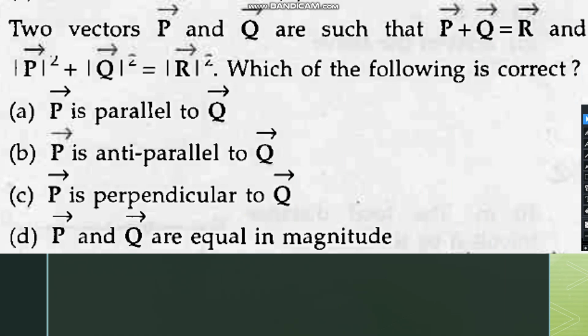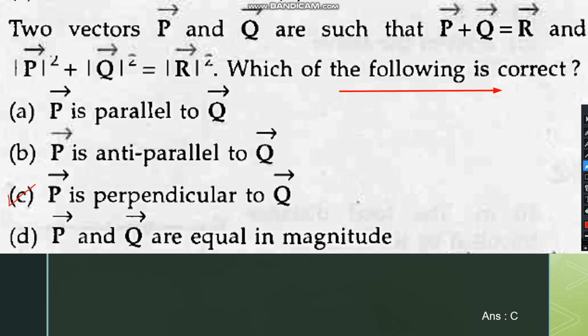Pause the video and try the question. I'm moving on to the answer. Let's see the answer. The answer is, okay, 1 second. The answer is option C. P is perpendicular to Q. Just analyze the options. This is a question of analyzing options only.